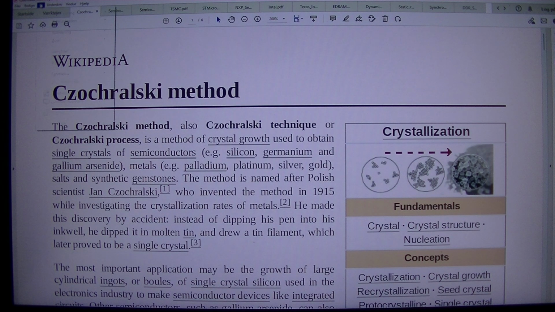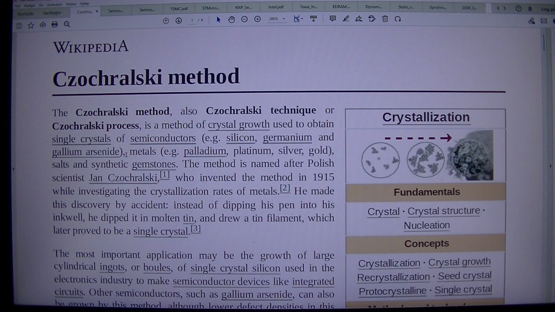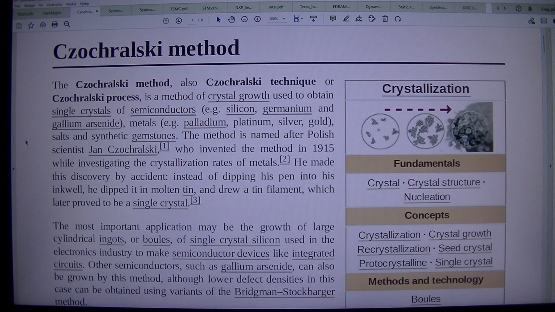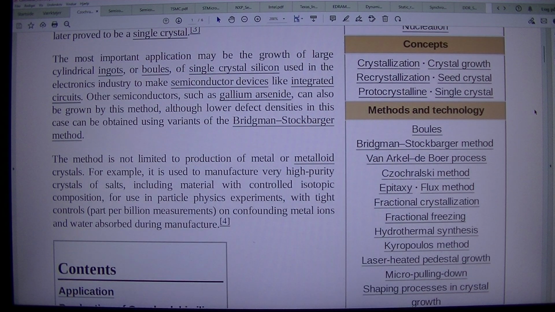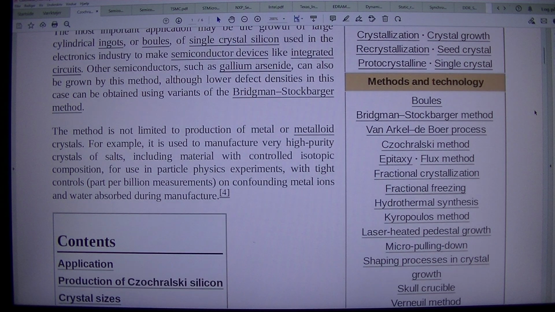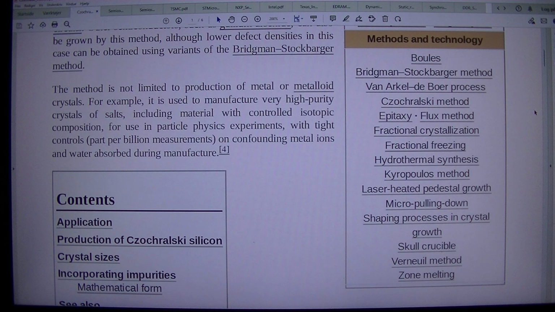Let's try to read this. Czochralski method. Crystallization process of crystallization. Fundamentals: crystal, crystal structure, nucleation, concepts, crystallization, crystal growth, recrystallization, seed crystal, protocrystalline, single crystal methods and technology: boule, Bridgman-Stockbarger method, Van Arkel-de Boer process, Czochralski method, epitaxy, flux method, fractional crystallization, fractional freezing, hydrothermal synthesis, Kyropoulos method, laser-heated pedestal growth, micro-pulling-down, shaping processes in crystal growth, skull crucible.